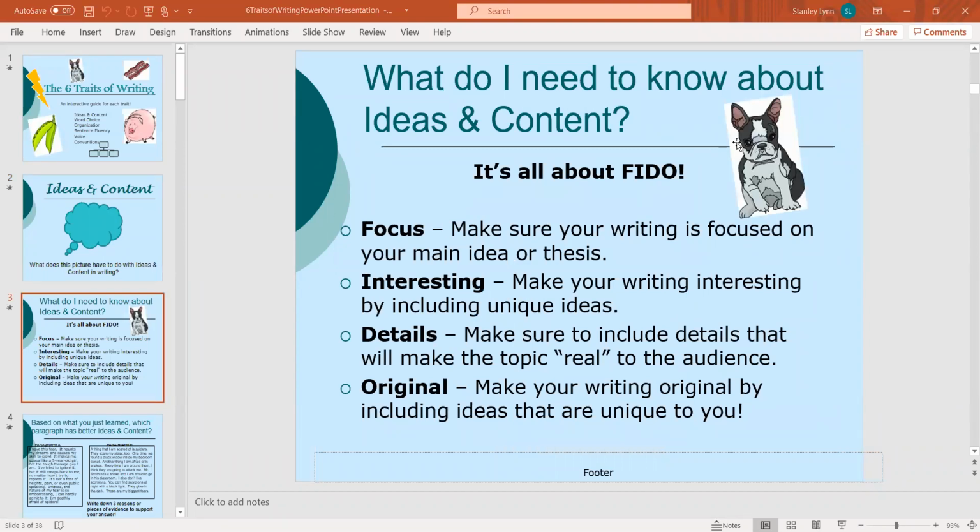What do I need to know about ideas and content? I try to get funny here. It's all about Fido. First, focus. Make sure your writing is focused on your main idea or your thesis. Interesting. Make your writing interesting by including unique ideas. Details. Make sure to include details that will make the topic real to the audience. Original. Make your writing original by including ideas that are unique to you.